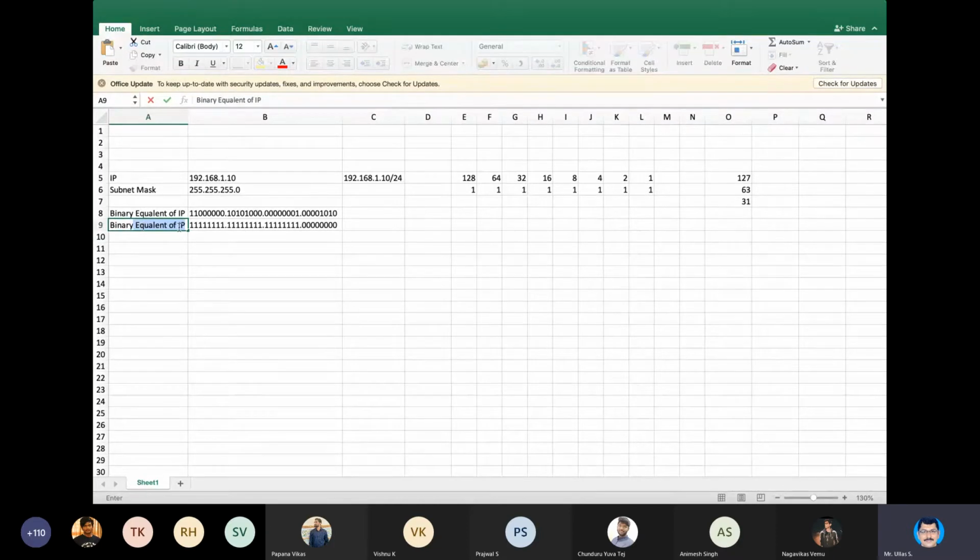So now when I perform the AND operation, you will get the first three octets as it is, because it is x AND 1. The last octet is x AND 0. So it will be 0 anyway. So the network address is going to be 192.168.1.0. The binary equivalent, I have converted it, okay. So this is how computer actually calculates.